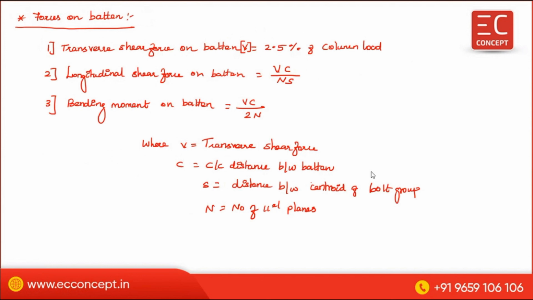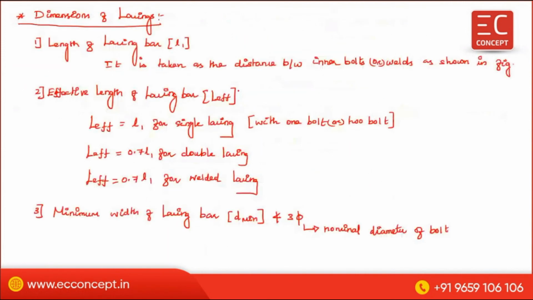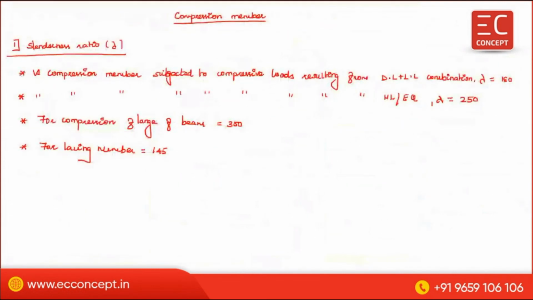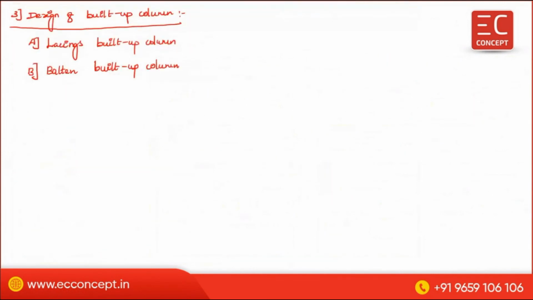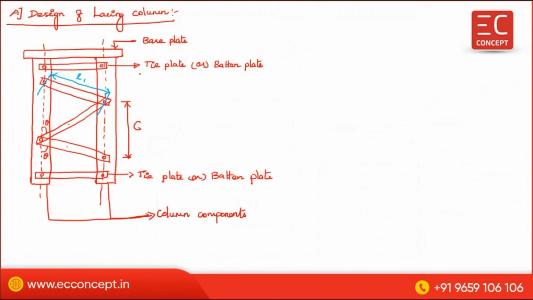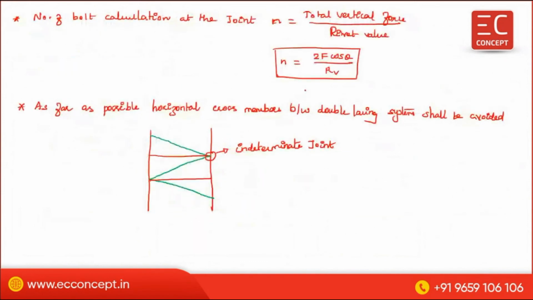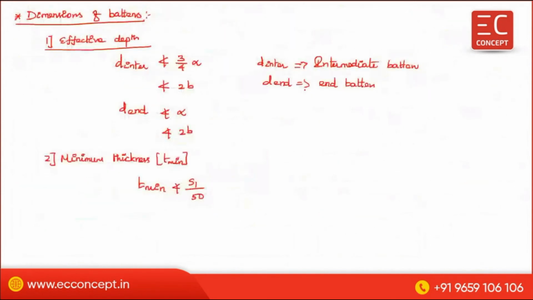So this is all about battens. Okay, this much is enough. So this is the design of compression members. You have to keep this in your mind: first slenderness ratio, effective length, then design of built-up column, lacing built-up column, batten built-up column. These are all the IS 800:2007 descriptions. So read it 4 to 5 times. That is enough for your examination perspective.